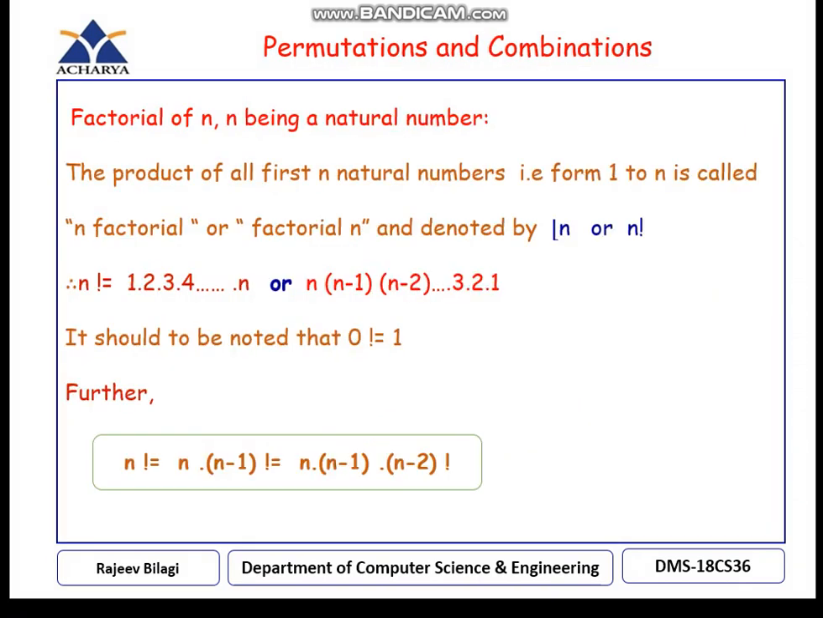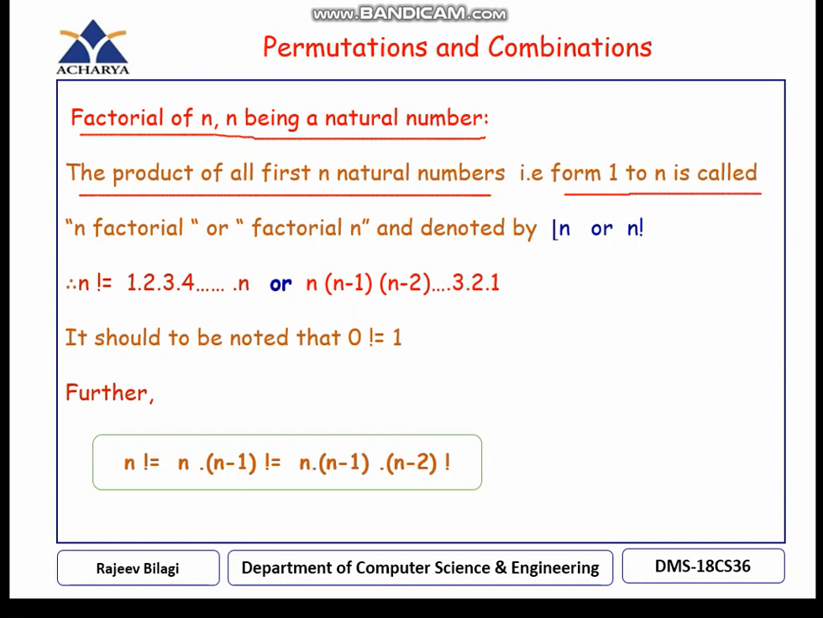Okay. So now these are the definitions and illustration examples of permutation and combination. Now another one is the factorial of n, n being a natural number. The product of all the first n natural numbers, that is from 1 to n, is called n factorial, or it is also called factorial n. It is denoted by n factorial or factorial n.